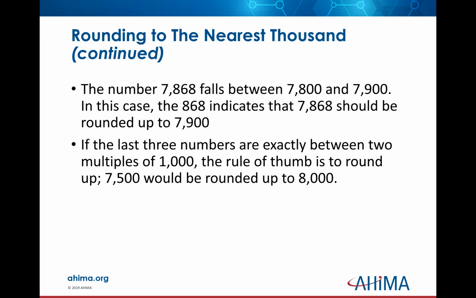And again, as we said before, if it's exactly halfway, right? If we were to round in multiples of 1,000, as it says in the second bullet point, and we have 7,500, we round up unless otherwise specified. So it becomes 8,000.